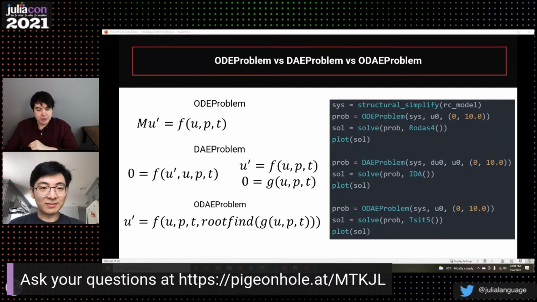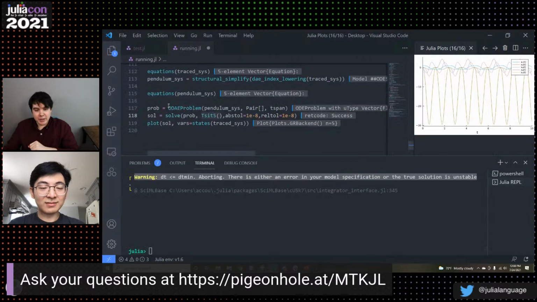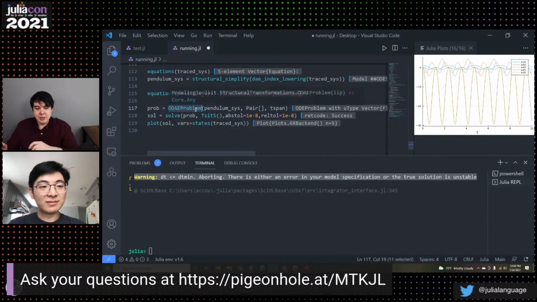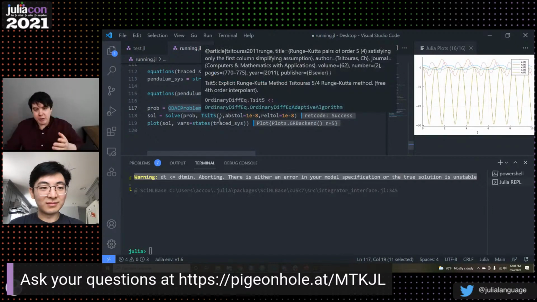So yeah, I showed ODAE problem here, though you could use DAE problem if you use IDA. You could use ODE problem if you use a stiff ODE solver, but ODAE problem actually simplifies it so much that it turns into a problem for a non-stiff ODE solver.